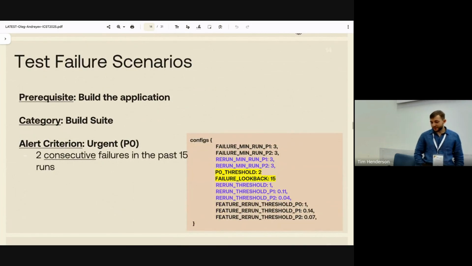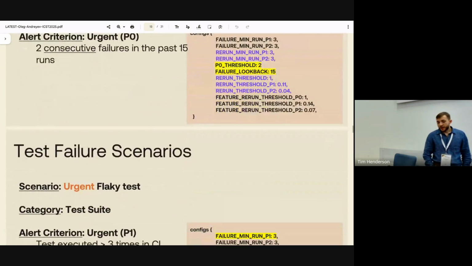So here we have a build suite failure. What do we care about? In this case, we care about 2 consecutive failures in the last 15 runs. We don't care about the last 200 runs. We don't necessarily care about one-off failures per se. So once it triggers, we file the P0, and it gets routed to our CI team.